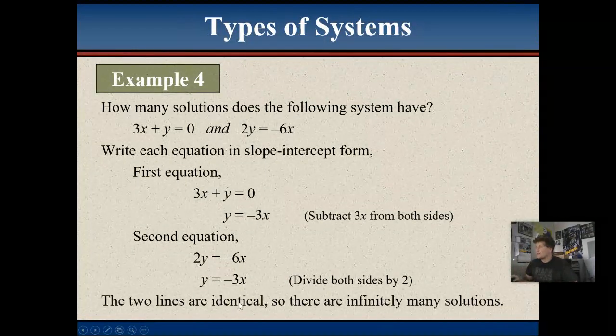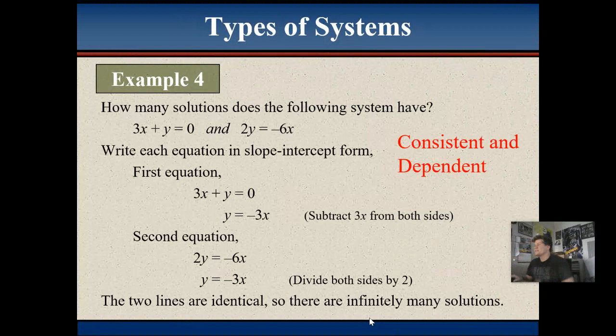They are identical, which means every single point on those lines is a solution. They go off forever and ever. There are infinitely many solutions. Since there's at least one solution, that's called consistent, but since they are the exact same line, it's called dependent.